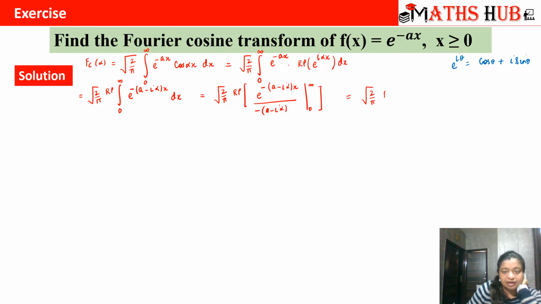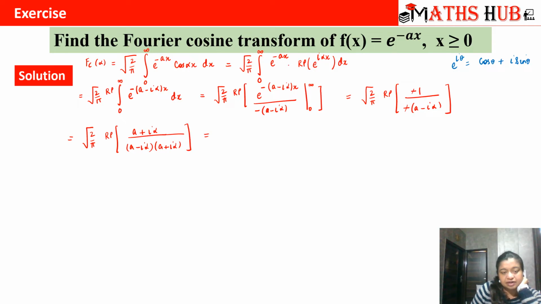This is under root 2 by pi, real part of. Now when you put the limits, e to the power minus infinity is 0 and e to the power 0 is 1. So you will get minus 1 upon minus a iota alpha, right? So the negative sign will go and you can rationalize this term by multiplying with a plus iota alpha. So this is under root 2 by pi, real part of, when you multiply with a plus iota alpha, you will get a minus iota alpha into a plus iota alpha, right?